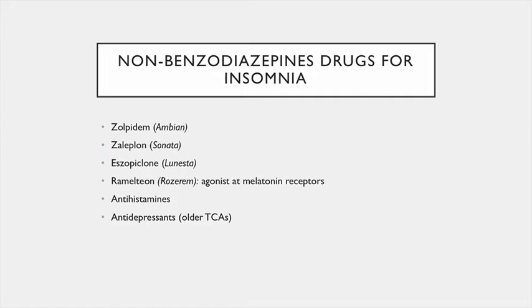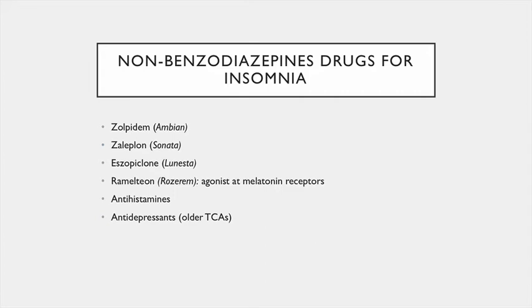Zaleplon is another non-benzo hypnotic, similar to Ambien. The brand name is Sonata. So it's very much comparable to Ambien. It has about a 30-minute onset and about a 3-hour duration of action. So Sonata is a little bit better for someone who really just has a hard time going to sleep, but once they're asleep, they stay asleep because its duration is not very long. It's the shortest of all of these on our list.